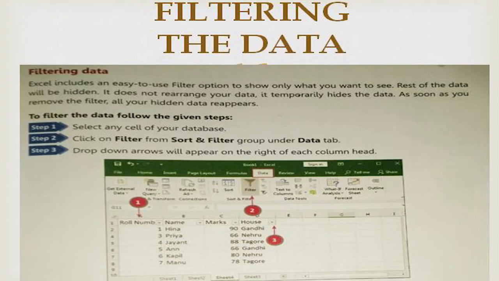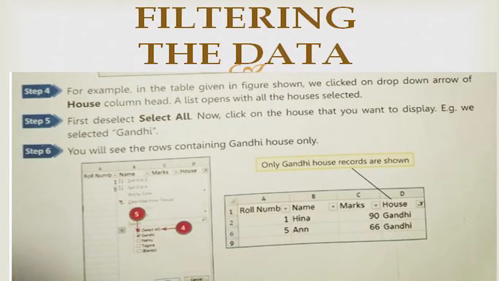Let us see the steps on how to filter the data. Select any cell of your database. Click on Filter from the Sort and Filter option under the Data tab. A drop-down arrow will appear on the right of each column head. Step 4. For example, in the table given in the figure, we'll click the drop-down arrow for the House column head. A list with all houses will be selected. Step 5. First deselect Select All. Now click on the house that you want to display. For example, we selected Gandhi. You will see the rows containing only Gandhi house. Let us see a video.